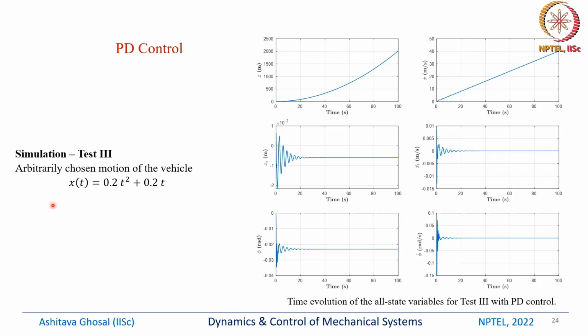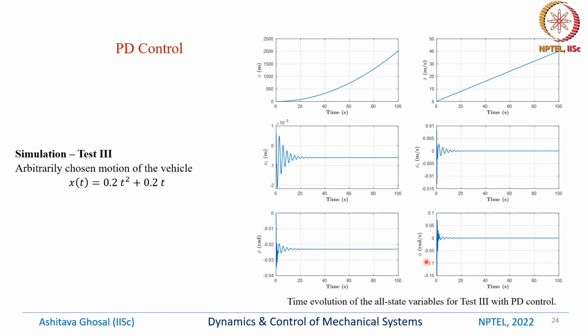This is another test. Instead of going forward and backward, suppose the whole wheel is going consistently forward. So x of t is 0.2 t square into 0.2 t. These are numbers which were chosen arbitrarily for simulations. As you can see, x will increase because it is like t square, so it will be parabolic. X dot is linear, and then we can find out from simulation what is happening to the position of the battery, the derivative of the position of the battery, and similarly what is happening to phi and phi dot.